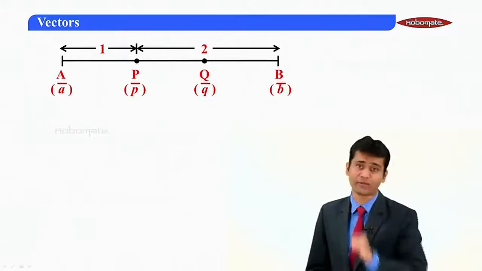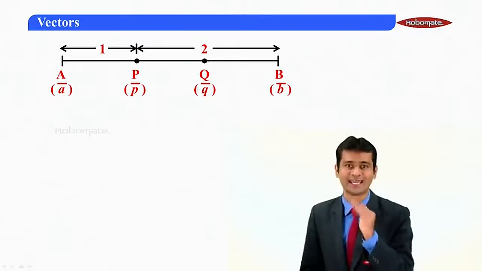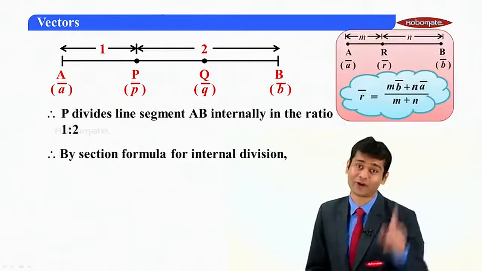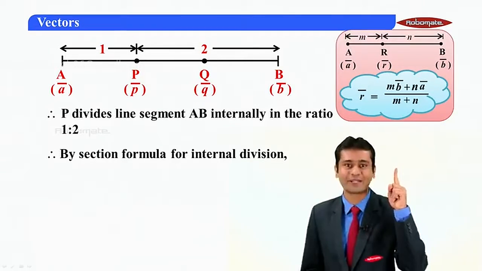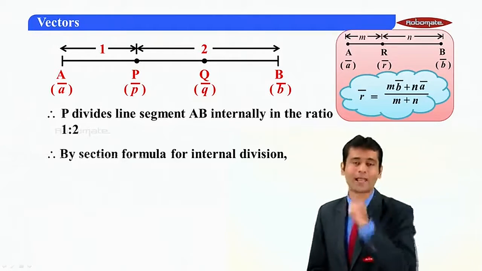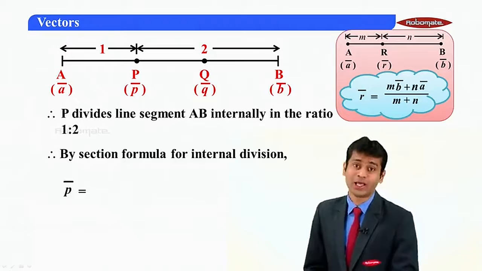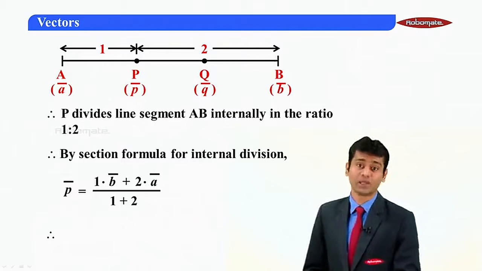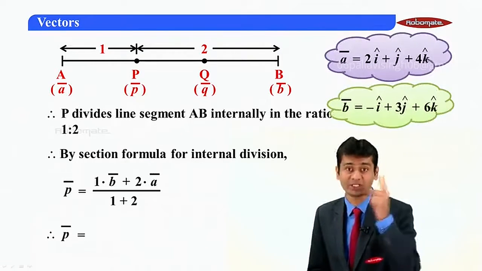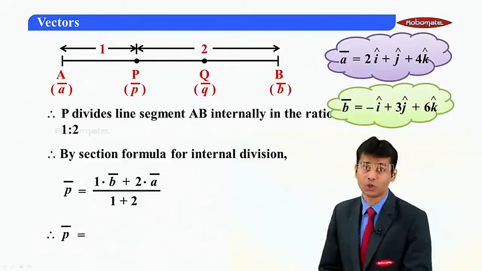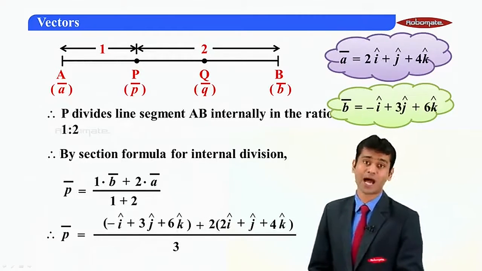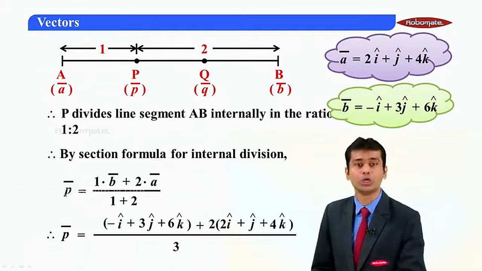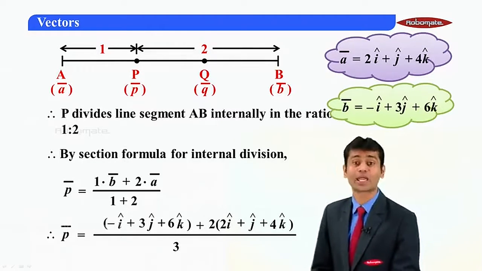Now if you see the diagram very carefully, your point P internally divides AB in the ratio 1:2. So by internal section formula, you remember, (m B bar plus n A bar) upon (m plus n), here m is 1, n is 2. So applying it, we get the P bar value equal to (1 B bar plus 2 A bar) upon (1+2). Now, further simplifying it, we will substitute the values of B bar and A bar which we wrote earlier. What we get here is P bar equal to (minus i cap plus 3j cap plus 6k cap plus 2 into (2i cap plus j cap plus 4k cap)) upon 3.